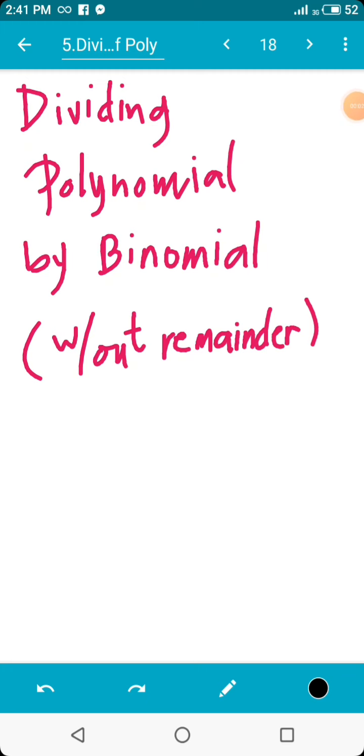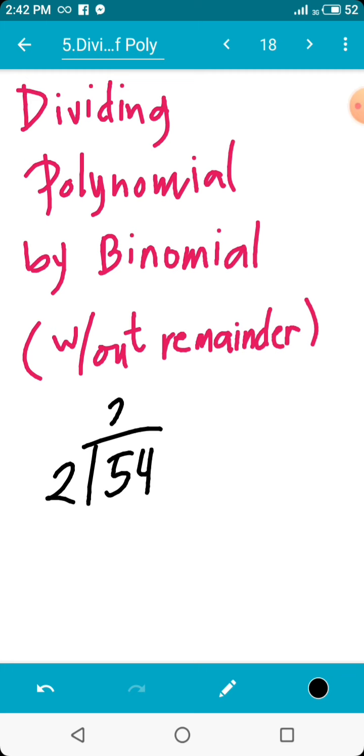Okay guys, so before tayo mag-divide ng polynomial by binomial, review lang natin kung paano natin malalaman kung ang dinidivide natin ay may remainder or wala. Okay? So let's say we divide 54 by 2. Okay? So di ba unahin natin yung unang digit. So 5 divided by 2 we have 2. And then ita-times natin. So 2 times 2 we have 4. And then ima-minus natin. So 5 minus 4 that's 1.